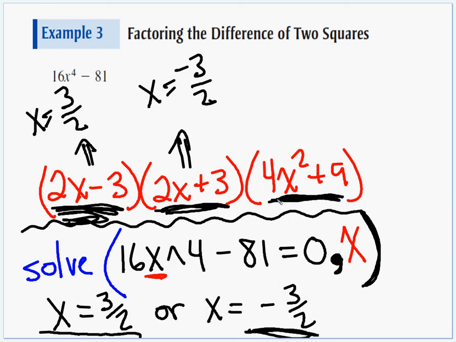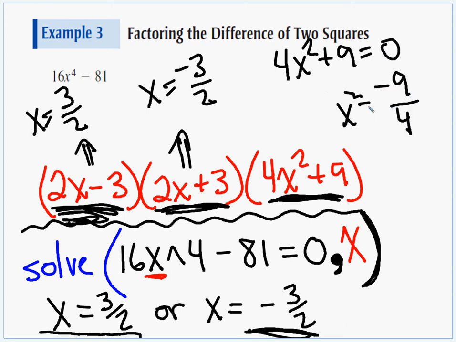Notice this factor, if we try to solve it, if we set this equal to 0, 4x squared plus 9 equal to 0, we would subtract 9 and then divide by 4, and that would be equal to x squared. As soon as we try to square root, we're going to be square rooting a negative. So that would take us to imaginary answers. So we only have these two solutions, 3 halves and negative 3 halves.